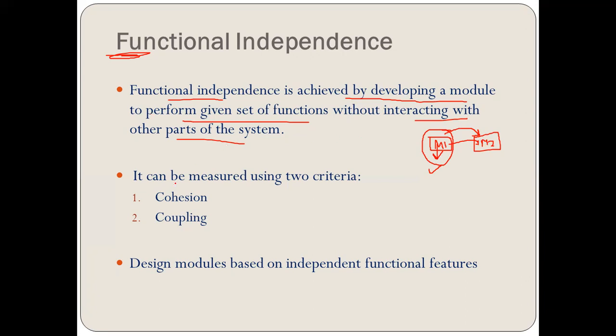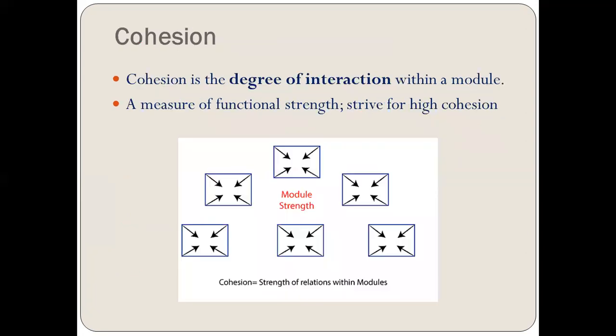So it can be measured with the help of two criteria. There are two measures with the help of which we can measure the functional independence among the modules. First is called cohesion and second is called coupling. Design modules based on independent functional features. Now, for a good design, the cohesion should be high and the coupling should be low. Let's understand why, and what these two are.